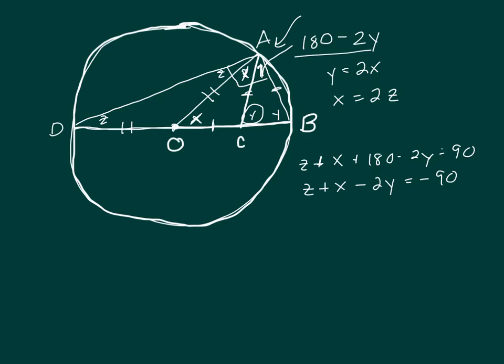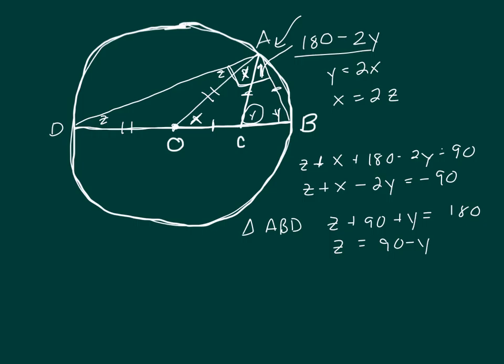Okay, what else do I know? Oh yeah, look at the big triangle. Look at triangle DAB or ABD. I know the sum of those has to give you 180. I know that Z plus 90, because this right here is going to be 90 degrees, plus Y has got to give me 180. And that is Z equals 90 minus Y.